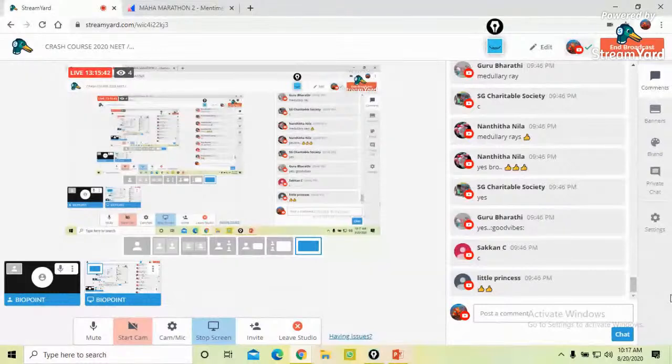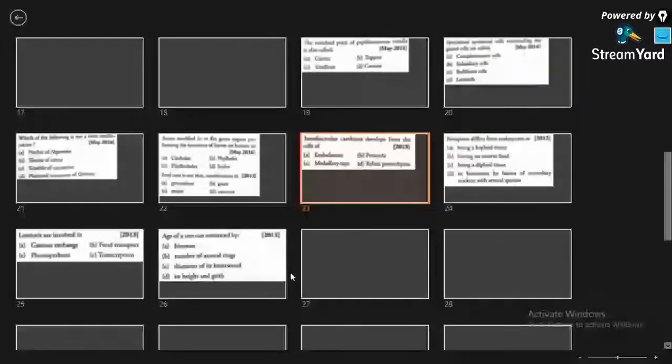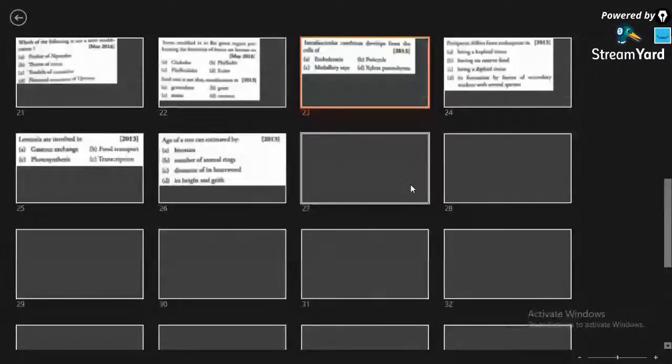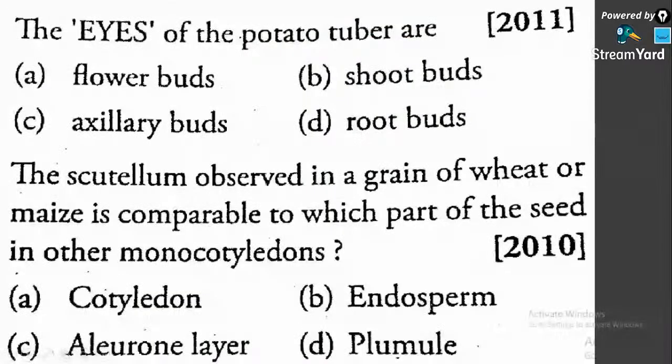Perfect. So I hope you understood the current portions from the chapters Morphology and Anatomy. Next, we will be moving on with the chapter. All these questions are there. After 2 more questions, we can move on with the chapter Structural Organization. No need of wasting time on this simple chapter.